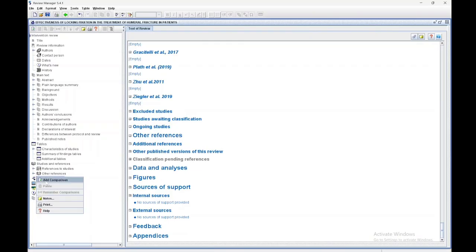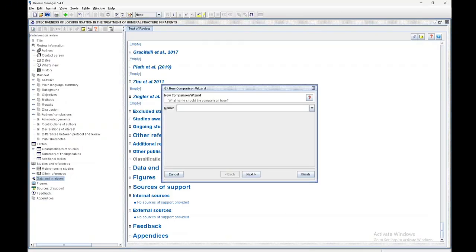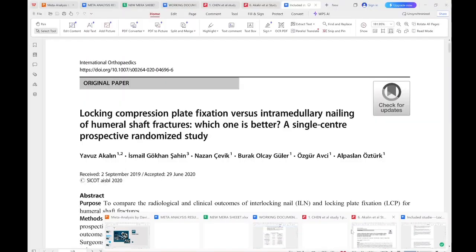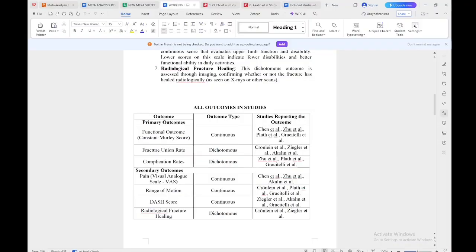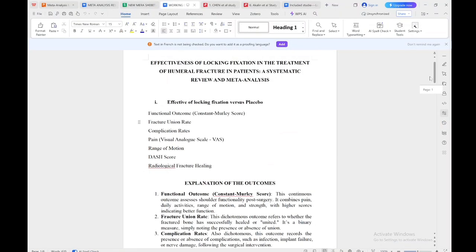We'll right click, add comparison. Now, what do I mean by that? Let me go back to the research question. If you look at this question here, we're trying to understand the effectiveness of locking fixation versus placebo. It can be anything. It could be antiretroviral therapy versus highly active antiretroviral therapy, right? So that's the comparison. This is what we're trying to compare, all right?